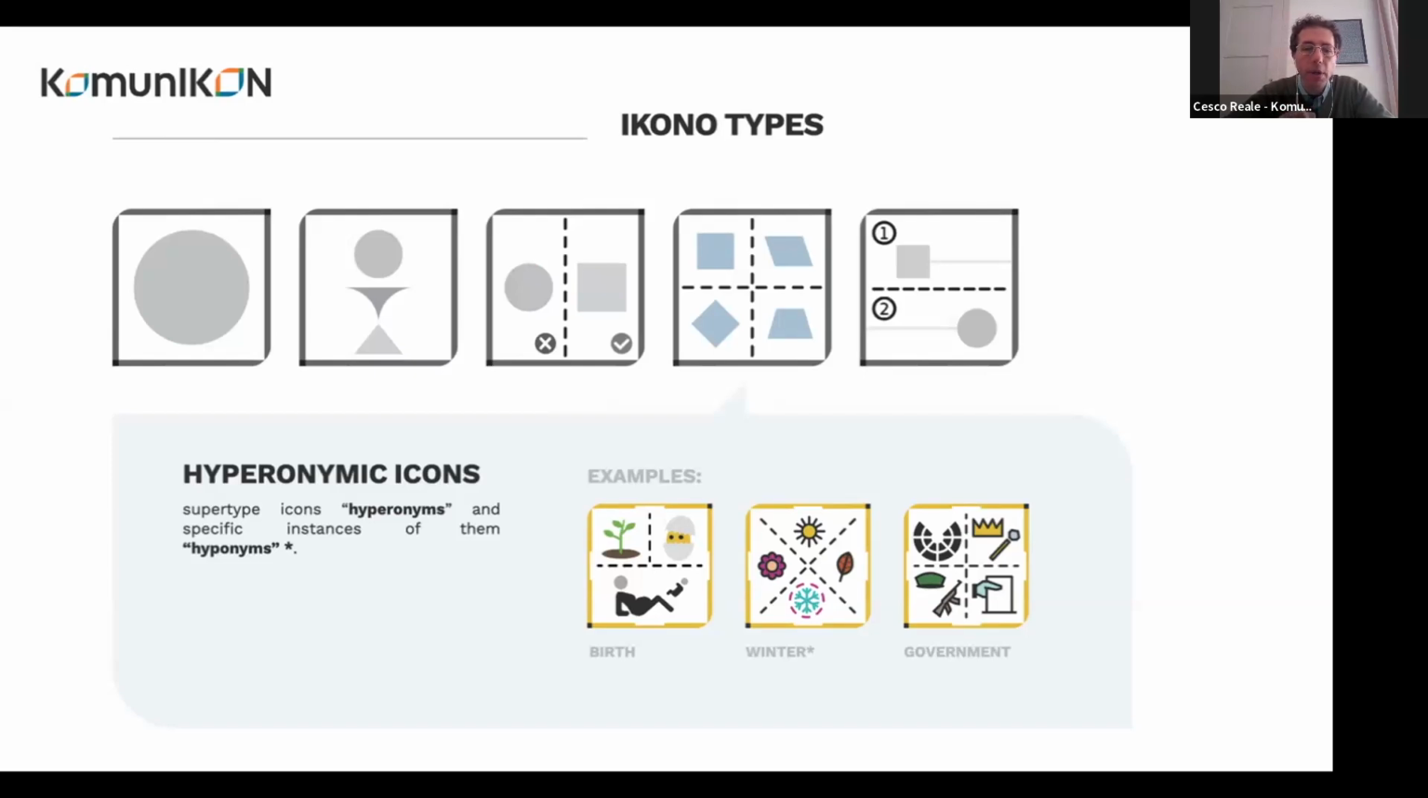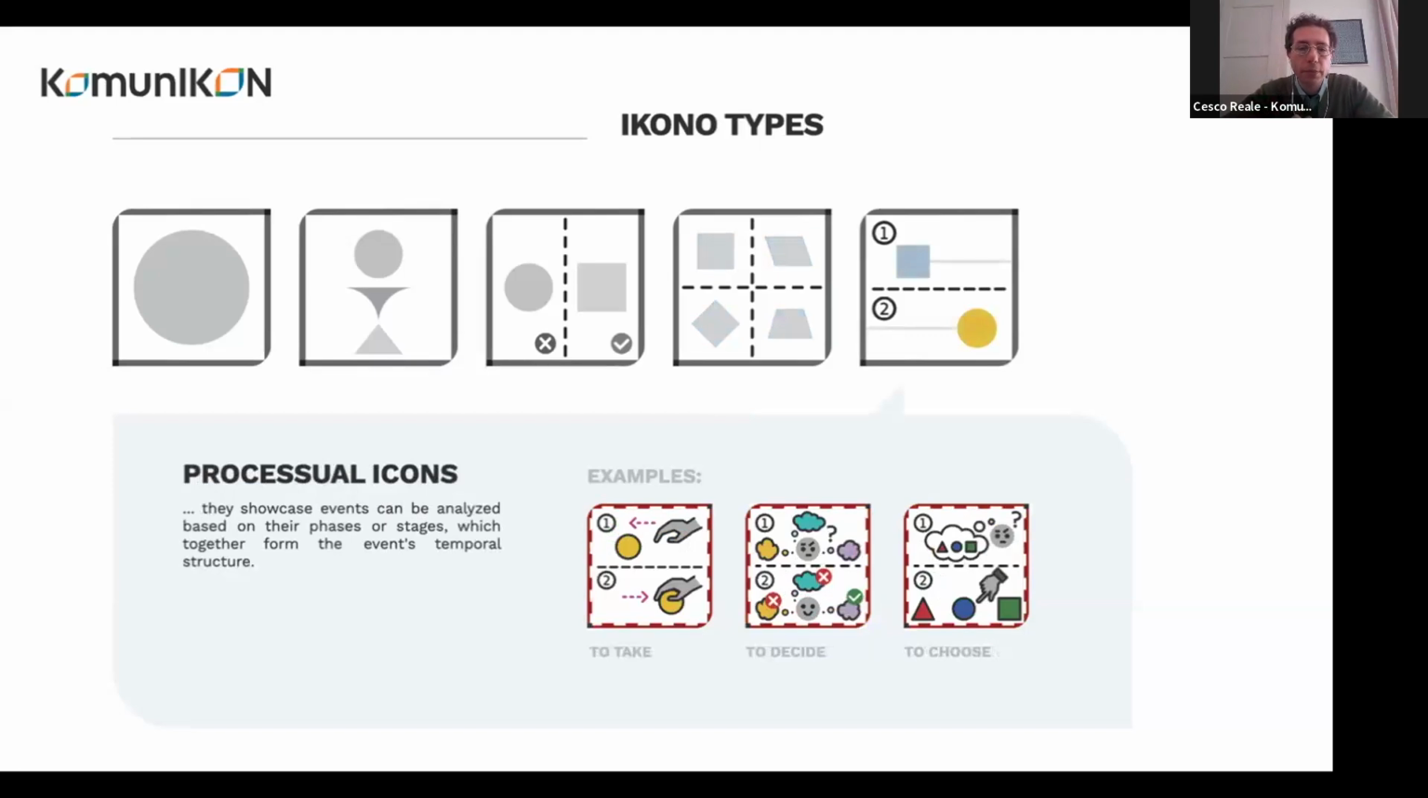So here, for example, for birth, we have represented three different types of birth: plants, animals, and humans. For government, we have represented 4 different types of governments. And for season, the central icon, without the red circle would be season, but with the red circle that highlights the bottom part means winter. So among the seasons, we are specifying the winter. And this is a hyponym.